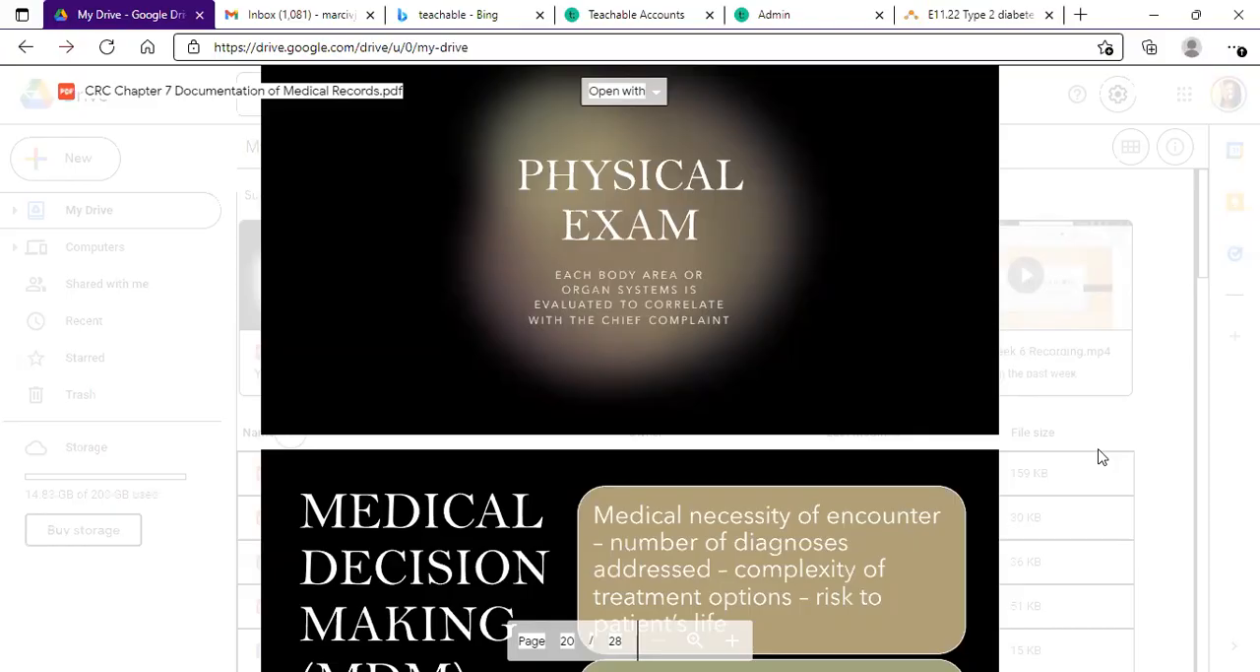So your physical exam. Each body area or organ system is evaluated to correlate with the chief complaint. If they're coming in and saying they got a stomach ache, then I'm gonna evaluate it. Sometimes that might consist of doing an ultrasound. I might have to do an ultrasound to see why your stomach is hurting, so I can see what your chief complaint is and find out what's going on from you telling me the chief complaint.